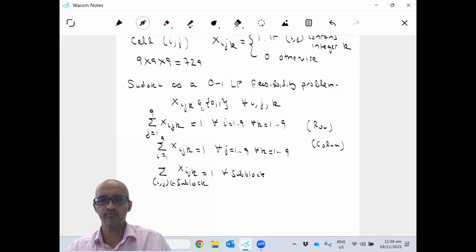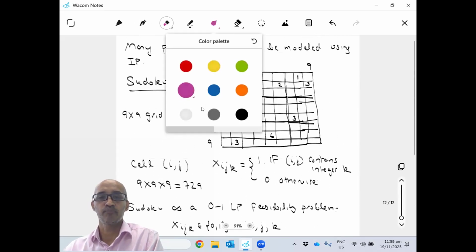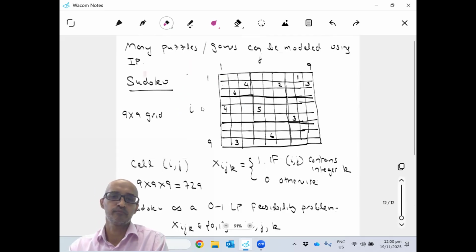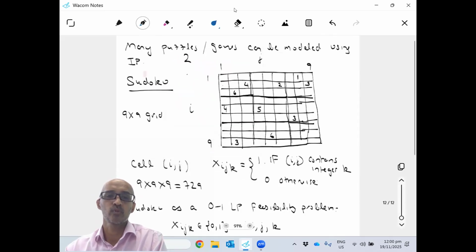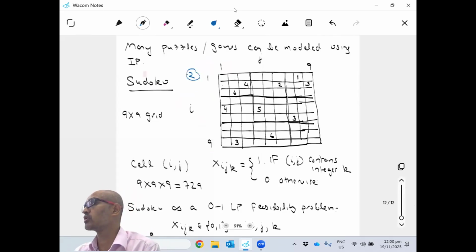Sub blocks for all k. So what do I mean by this sub block? Let's take the number, let's say 2. Sorry, I'm trying to use a color. Let's take the number 2, for example. The number 2 can occur only once in this block.